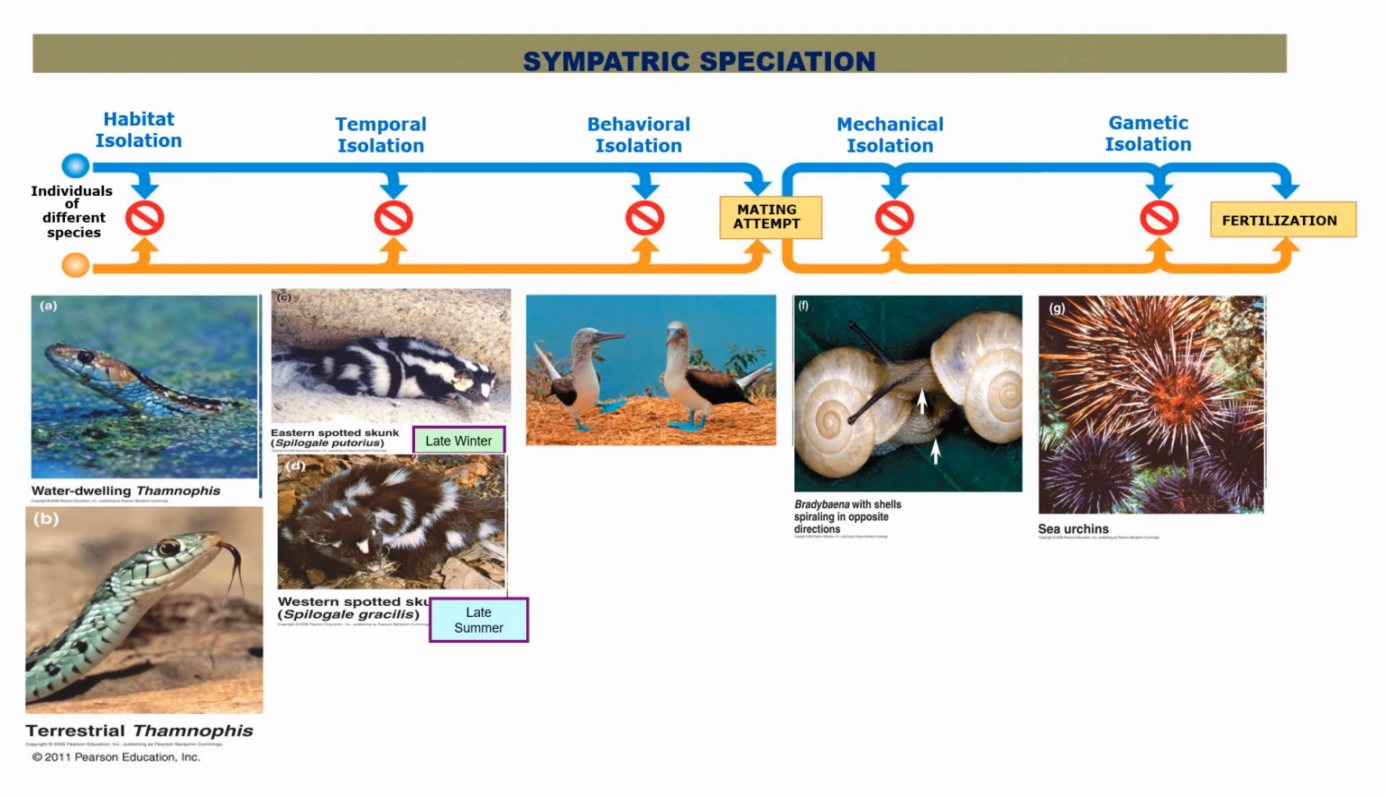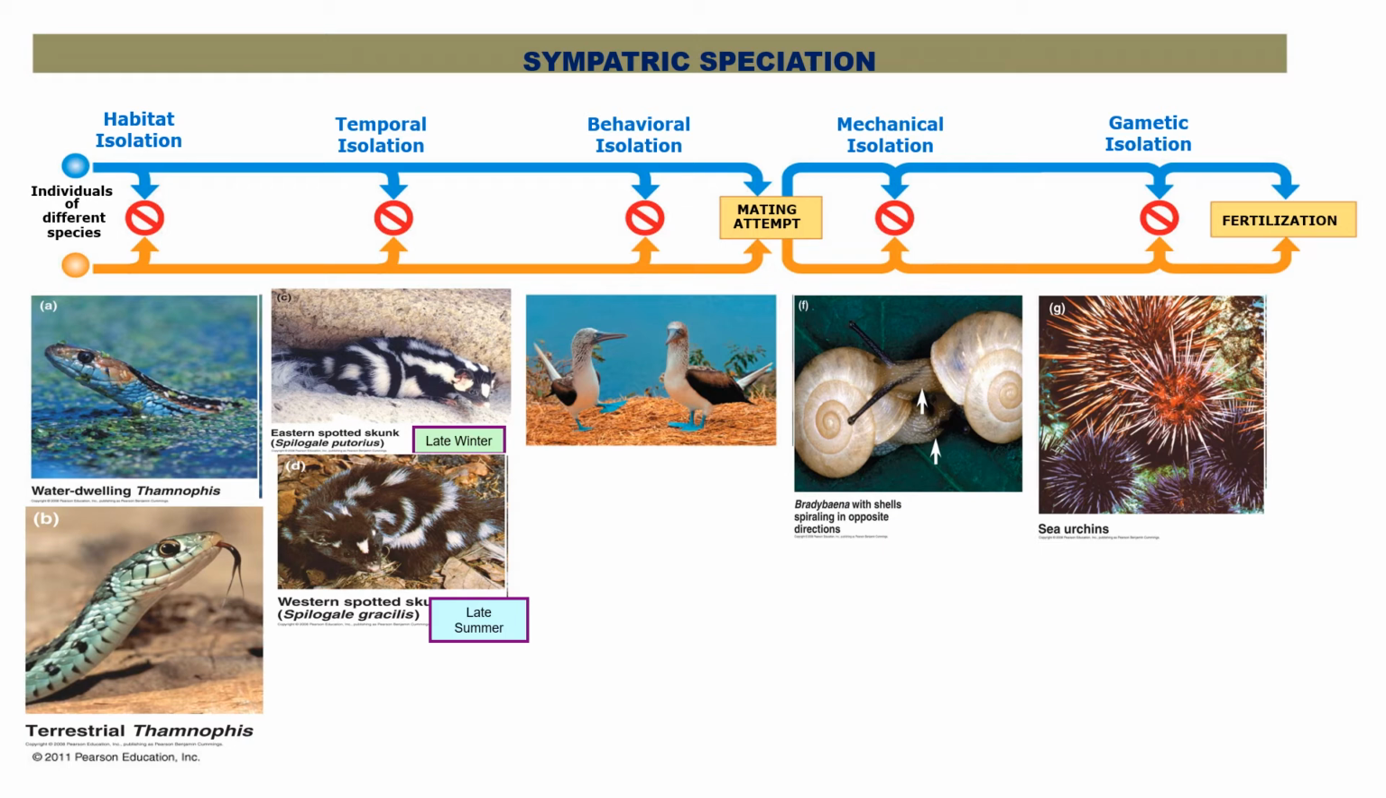Let's talk about the different cases of sympatric speciation. First is the habitat isolation. Two organisms live in the same area but encounter each other rarely. Two species of snakes, one is water-dwelling Thamnophis and the other one is terrestrial Thamnophis, are found in the same geographic area, but one inhabits the water while the other is mainly terrestrial. So mating is impossible.